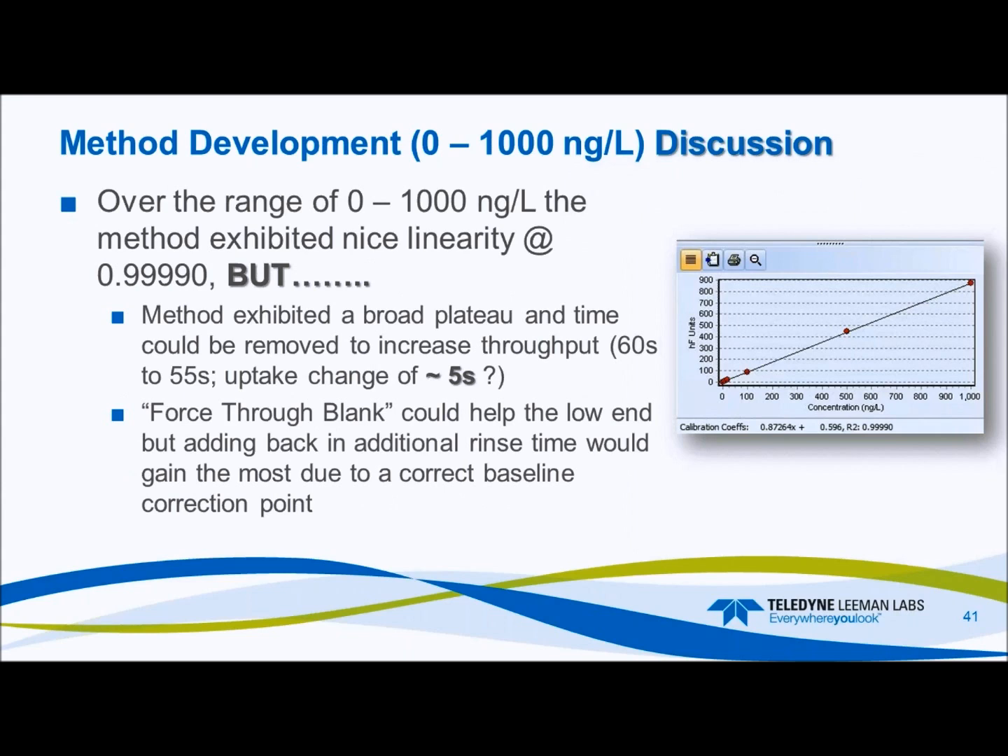So over the range of 0 to 1,000, it exhibited a pretty nice linearity, but can we make it better? Well, yeah, the broad plateau, could we remove some time? Maybe we could go down to 55 seconds, but in the broad scheme of things, 5 seconds is not going to make that big of a deal unless you're running hundreds and hundreds of samples. You know, you're running a couple, 300 samples a day. 5 seconds is probably going to turn into some real dollars at the end of the day, but that's not my call. Personally, I would probably leave it in. Additionally, we could have maybe went force through blank.